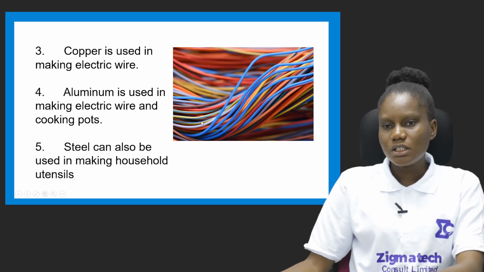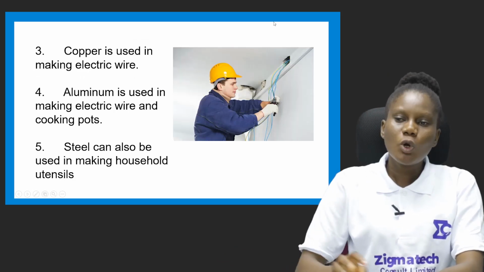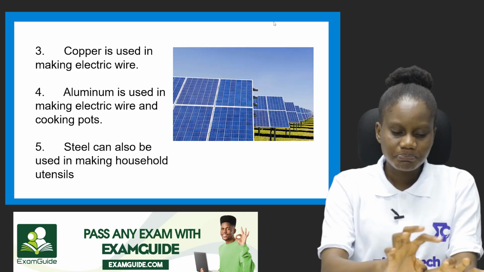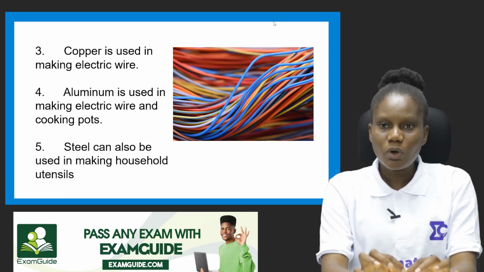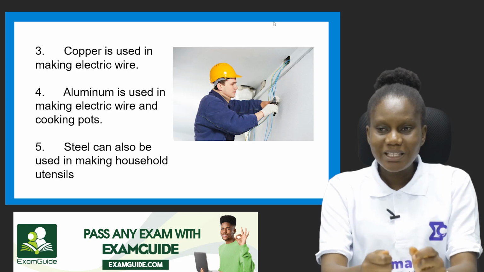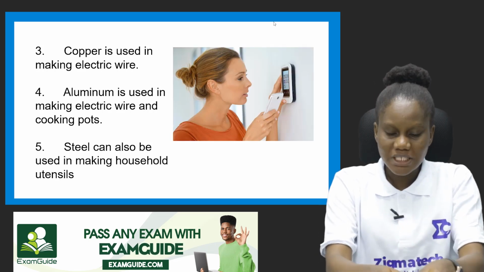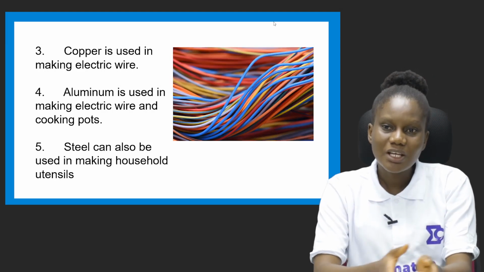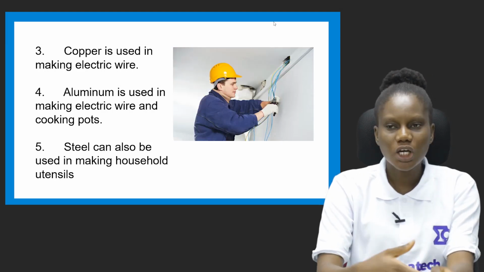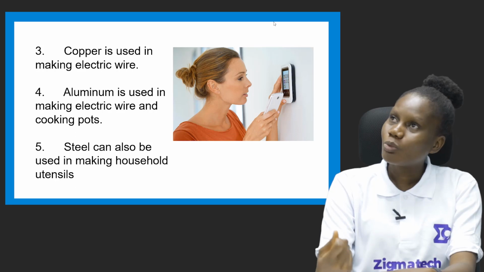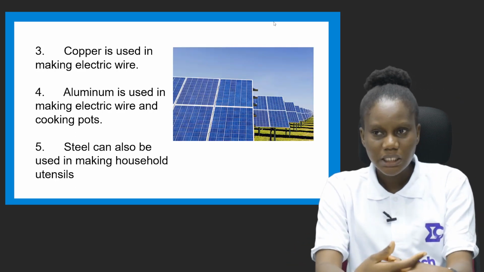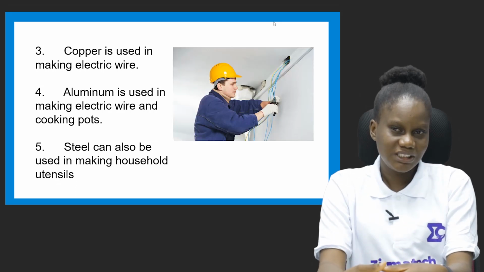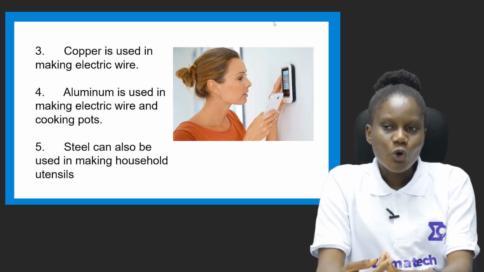Then the next, number 3, is copper. Copper is used in making electric wire. If you remember, when we talked about some metals that you can beat into tiny wires, an example is copper. You can beat it into wires so that it can be used to make electric wires. So when you see your electric wire, you know that what is inside it is metal that is capable of conducting electricity. So that is an example of metal.